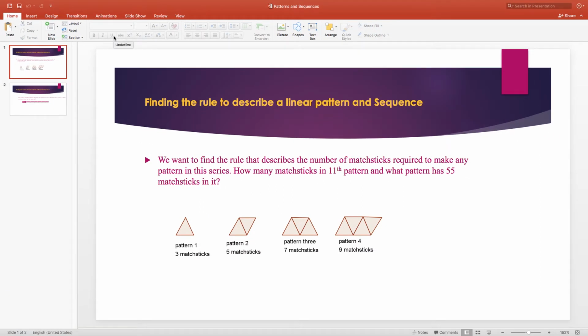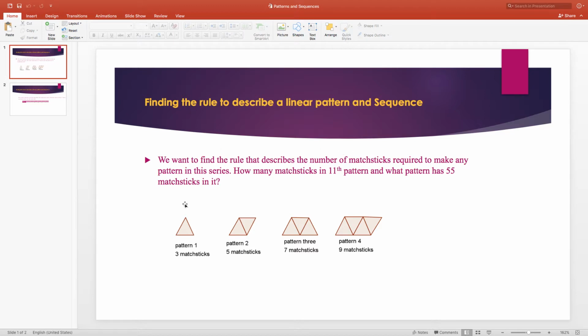I'm going to show you how to work out the rule that describes, in this case, how many matchsticks make up each pattern, and we in particular want to find how many matchsticks would make up any pattern, and then use that to find how many matchsticks in the 11th pattern, and what pattern has 55 matchsticks in it.